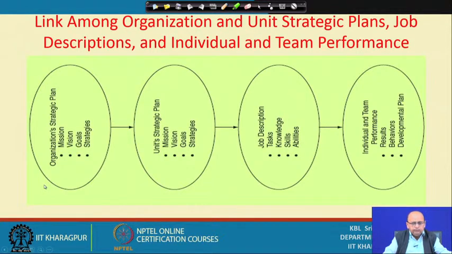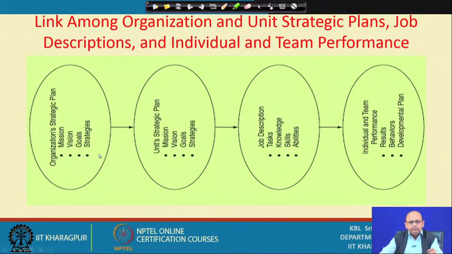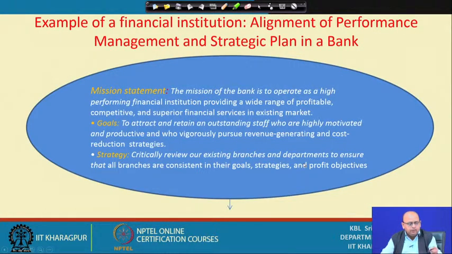Now, what we have discussed in the lecture is basically this. We started with the organizational strategic plan: vision, mission, goals and strategies. Then we moved to the unit strategic plan: vision, mission, goals and strategies. Then we talked about the position or job description, and finally the last point, individual performance. This is an example that I have taken to explain how this alignment happens, and this is a case of a bank.